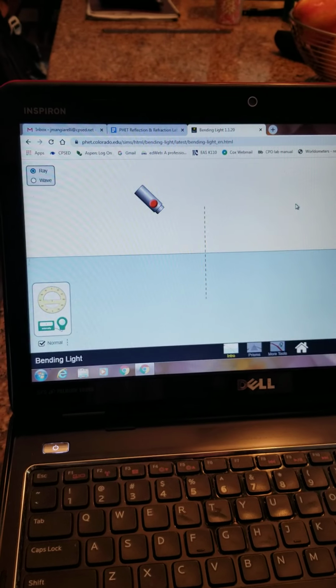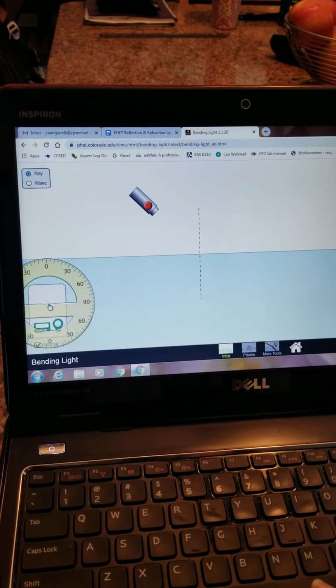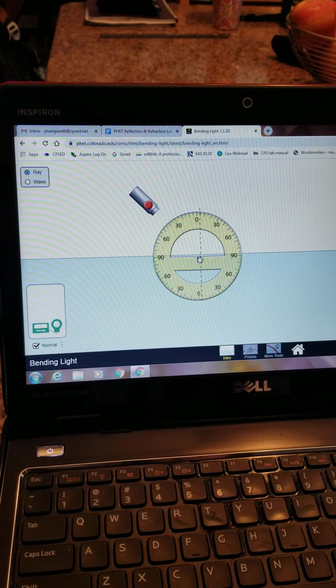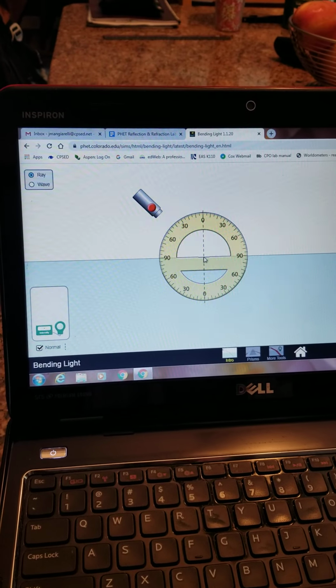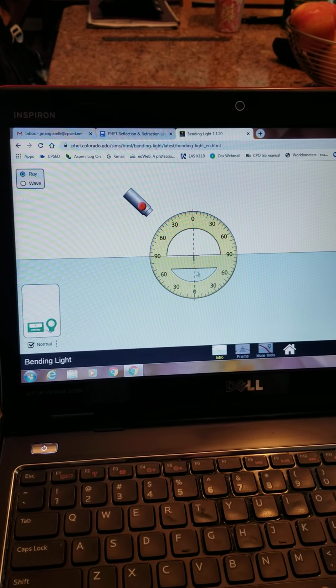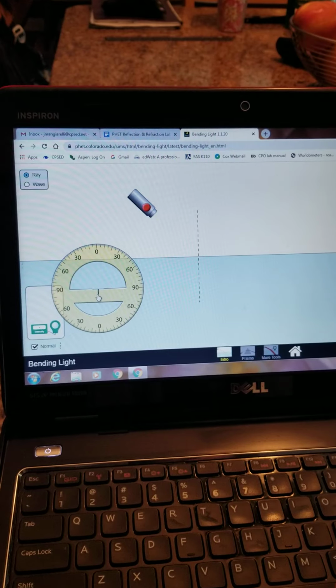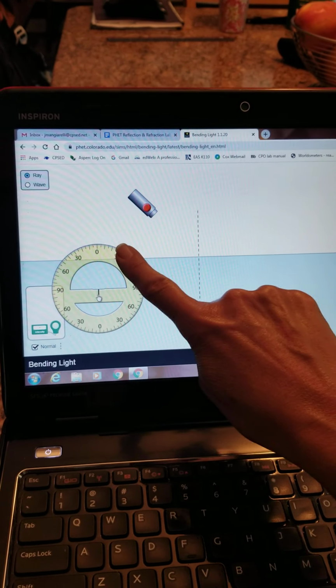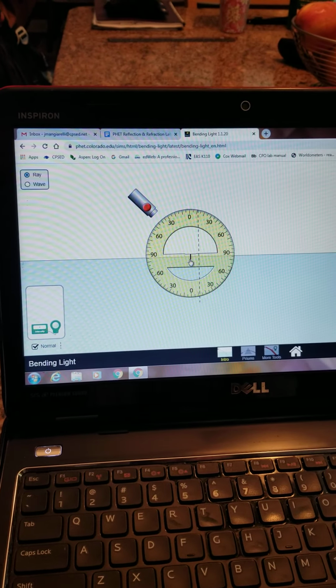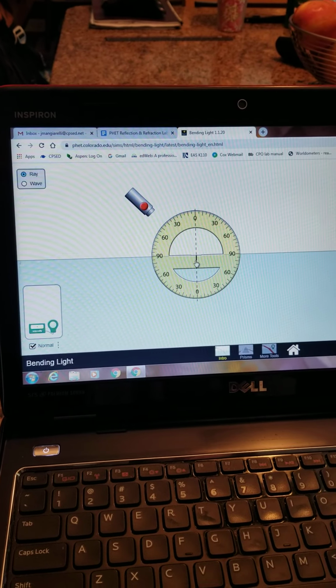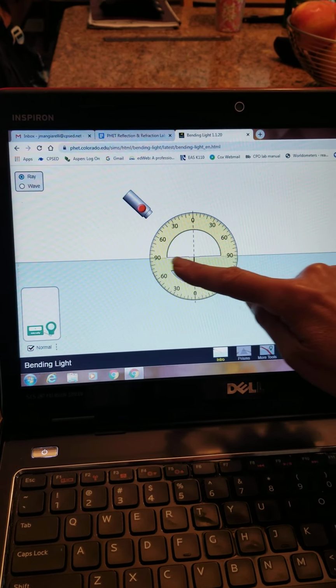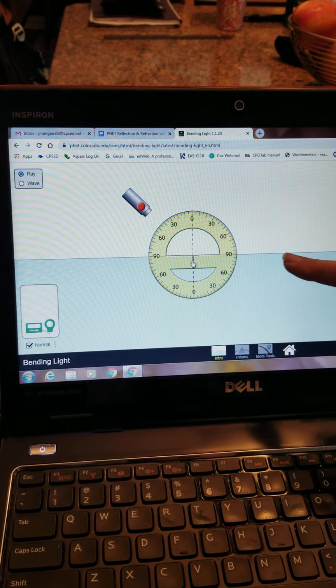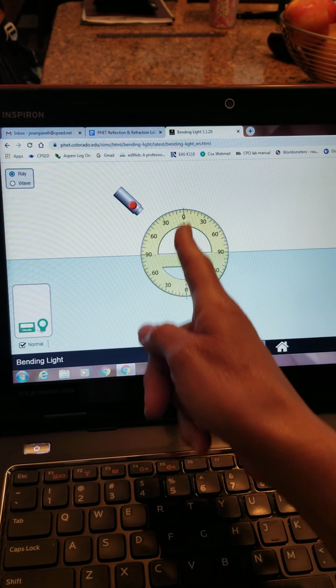Click on the protractor and drag the protractor so that 0 degrees lines up with the normal. This dashed line is the normal line. It is perpendicular to this surface. And notice this part of the protractor is lined up with the division between the water and the air, and the 0 is on the normal.